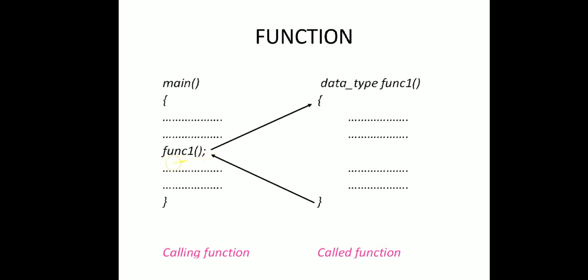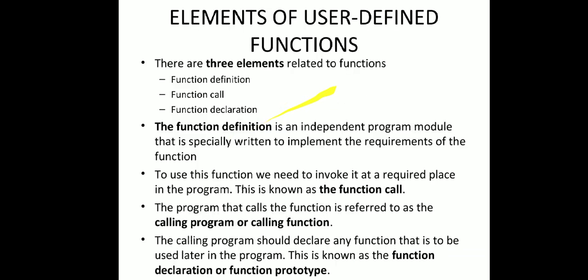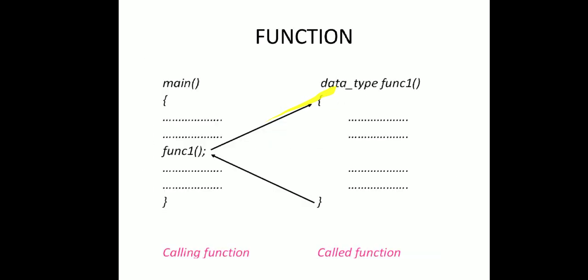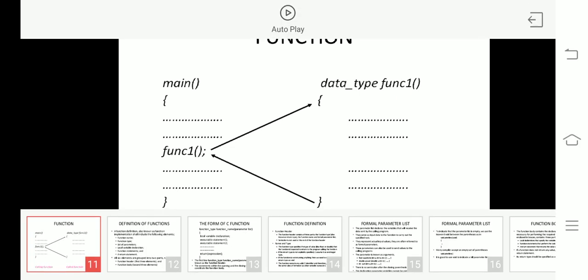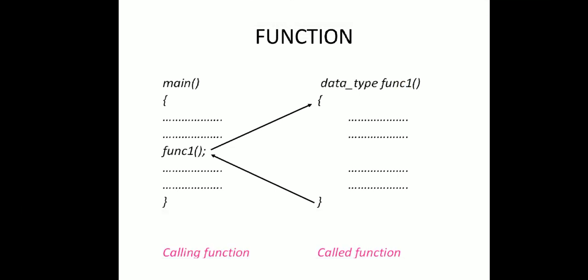Whenever control encounters this line, it will jump to the section of the function. So in this section, we will be having return type, that is data type of the function, and then function name. This function name and this function name should be same. They should match, then only we can call that function. Otherwise it will show error saying that function is not defined.